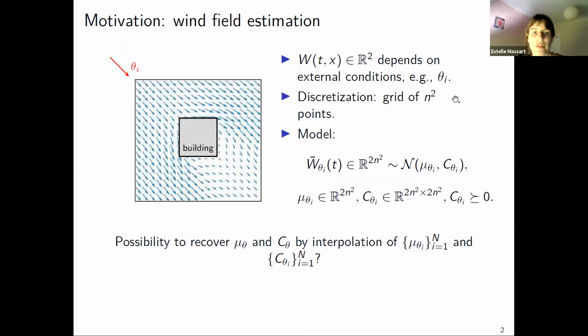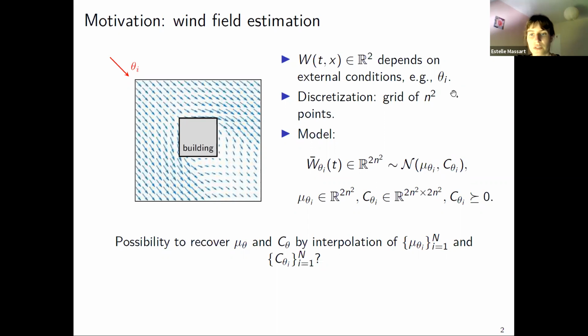So the way they were modeling this wind field is by first discretizing the problem. And so they were placing a grid of n² points here on the area of interest. And then they were getting a big vector W bar by just stacking together all the values of W at different places at the different nodes. So here we have a W bar that just depends on theta i and on the time, and which is a huge vector, and which is assumed to be a multivariate Gaussian with given mean and covariance matrices. And so those mean and covariance matrices are also dependent on this prevailing wind orientation.